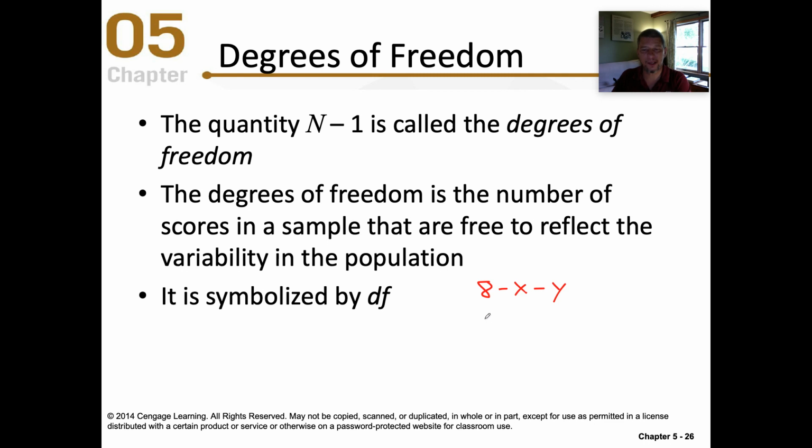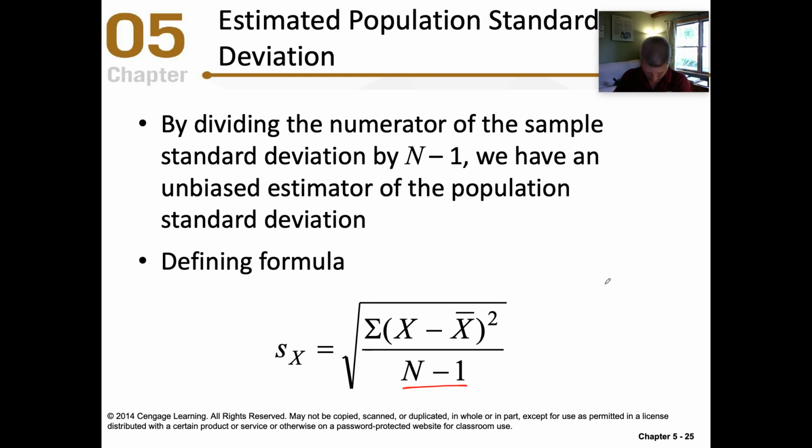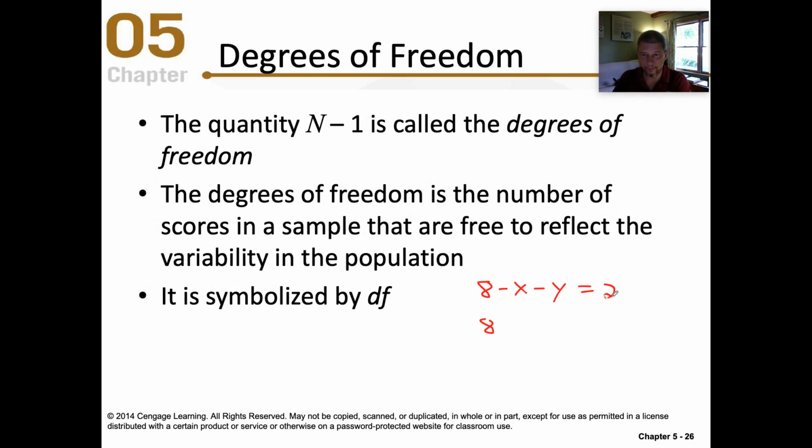So let's say I make x equal to 3. Now, what does y have to equal? I'm limited now in my choice of what I can do for y. Well, 8 minus 3 is 5, so y must equal 5 as well. Now, what that means is that I'm limited in my choices, and the n minus 1 reduces the choices that I actually have.